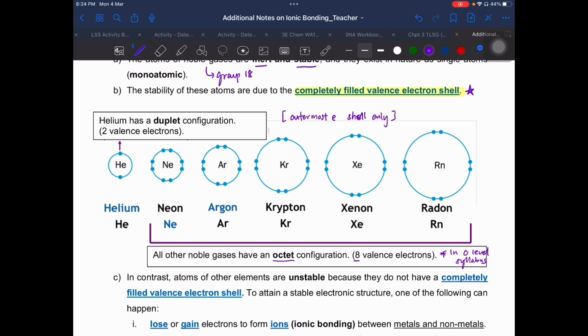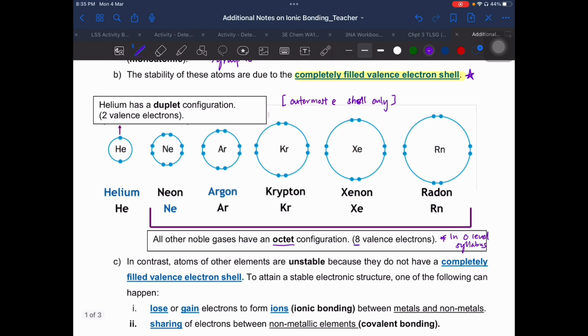Octet stands for 8, right? Just like octopus. Octopus means that there's 8 tentacles. So this would show that they all have a total of 8 valence electrons. For example, xenon, same thing for argon, and so on and so forth, right? So basically the idea is that they have a completely filled valence electron shell.